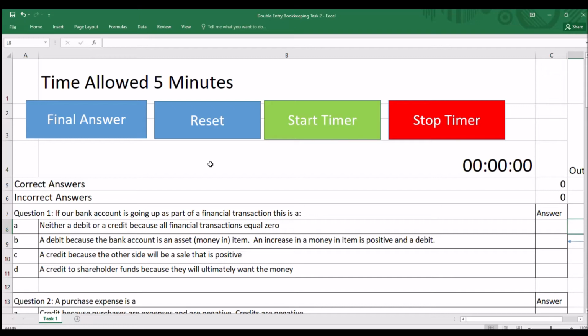Debits and credits task. You've got 30 seconds to go through each question, and then I'll go through and give you the answer. So, question 1, if our bank account is going up as part of a financial transaction, this is a, pick which one, A to D?